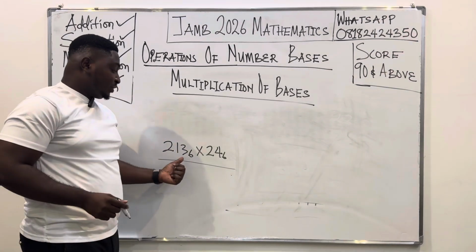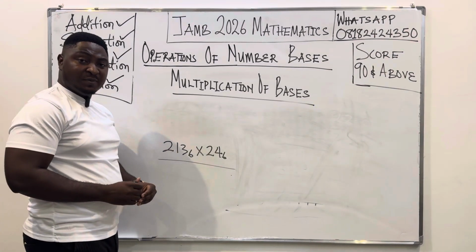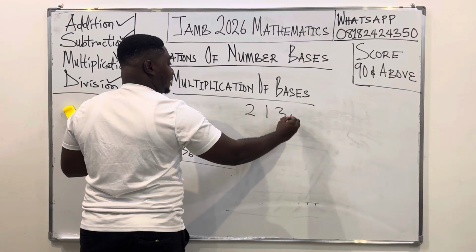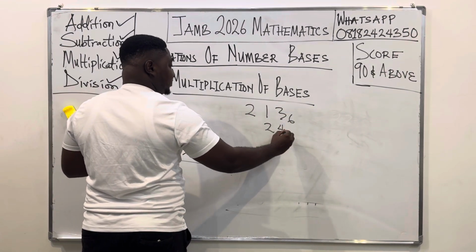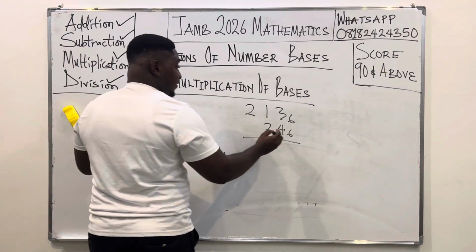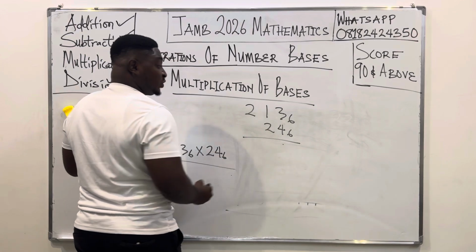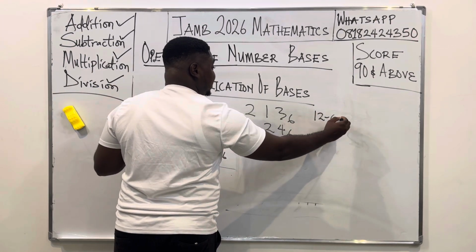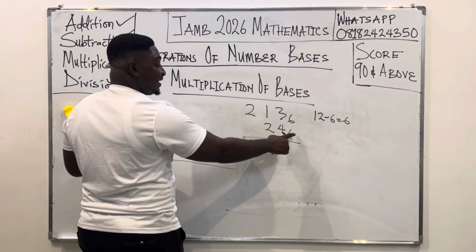Now, we have one more question. 213 base 6 multiplied by 24 base 6. 213 base 6 multiplied by 24 base 6. We're going to apply the same approach. We're going to say 4 times 3 is 12, but we cannot write 12 here because 12 is greater than 6. What do we do? Say 12 minus 6 is what? 6. We can't still write 6 here because they are in the same base.